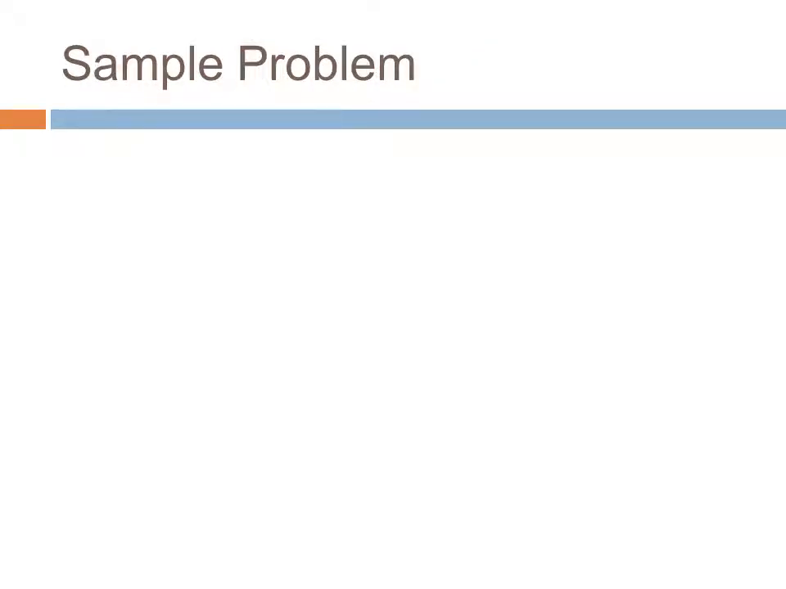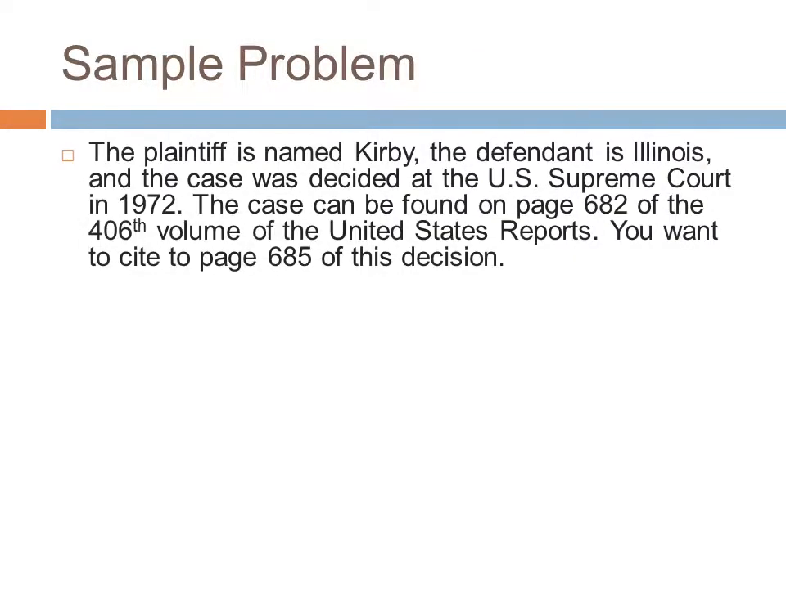To sum everything up, let's do a sample problem. Suppose that in your memo, you want to cite to a case for the first time where the plaintiff is named Kirby, the defendant is Illinois, and the case was decided at the U.S. Supreme Court in 1972. The case can be found on page 682 of the 406th volume of the United States Reporter. You want to cite to page 685 of this decision. What would be the full citation for this case?